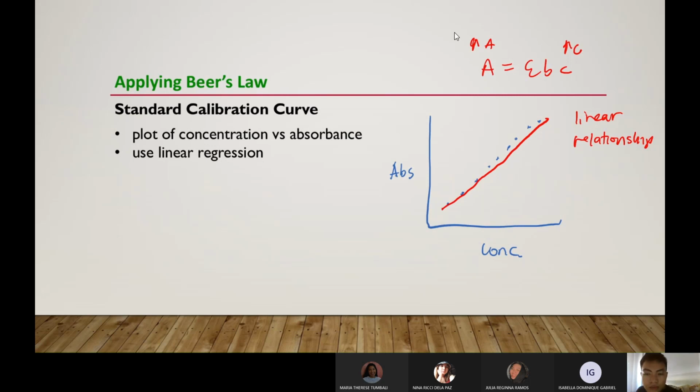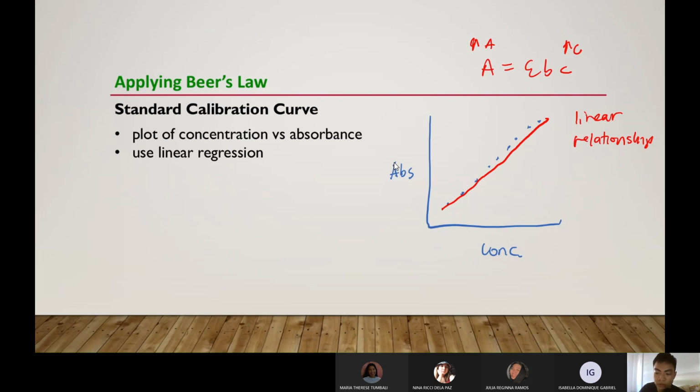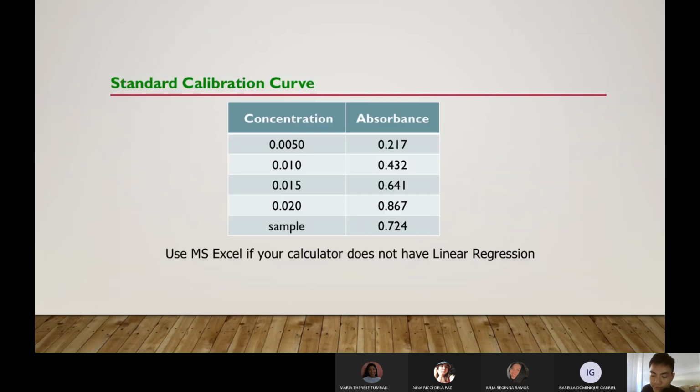So, ibig sabihin, we can use linear regression here, which you do in statistics. Pero hindi na tayo gagawa ng super dreadful statistics stuff. We can use technology, okay, to do a linear calibration curve. Okay, standard calibration curve. Okay?